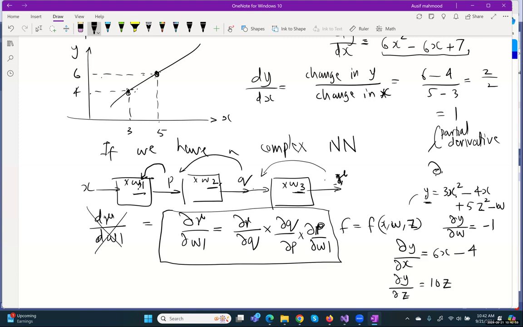Remember, the derivative is change in Y over change in X. If I gave you something like 5 divided by 3 times 3 divided by 7 times 7 divided by 6, what will be the answer?